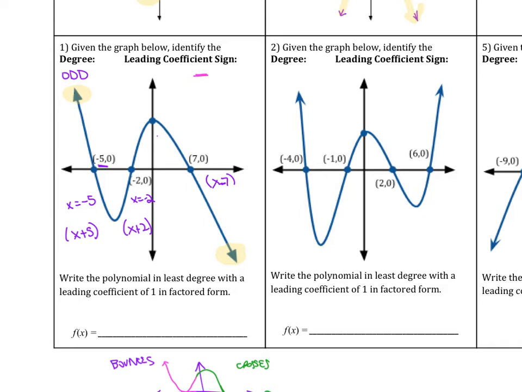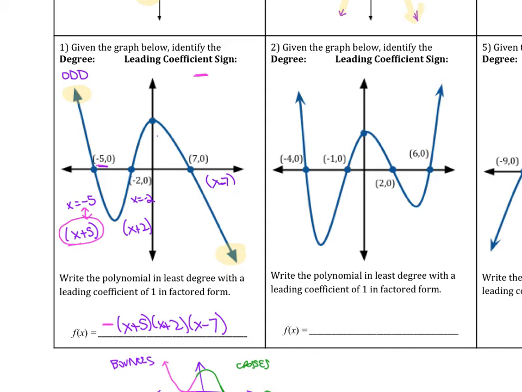So then the first thing I want to do, if I know that the leading coefficient's negative, is put a negative in the front. Then I write the factored form. So here, x plus 5, again the opposite of x equals -5 is the factored form of that. So x plus 5, then we have x plus 2, then we have x minus 7, and there is our function.